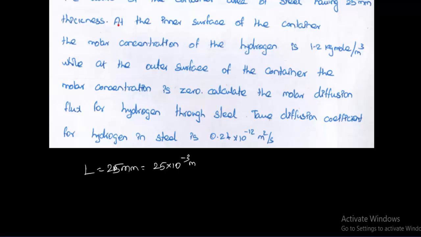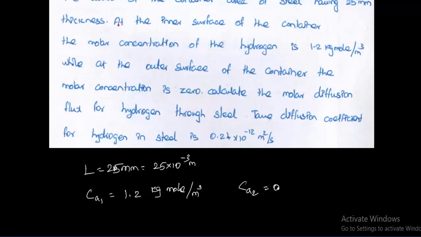At the inner surface of the container, the molar concentration of the hydrogen is 1.2 kg mole per meter cube. So the molar concentration at the inner side I am taking as Ca1, and at the outer surface I am taking Ca2, right? So at the inner surface it is 1.2 kilogram mole per meter cube. This is given in the problem, while at the outer surface of the container the molar concentration is 0. So Ca2 equal to 0.